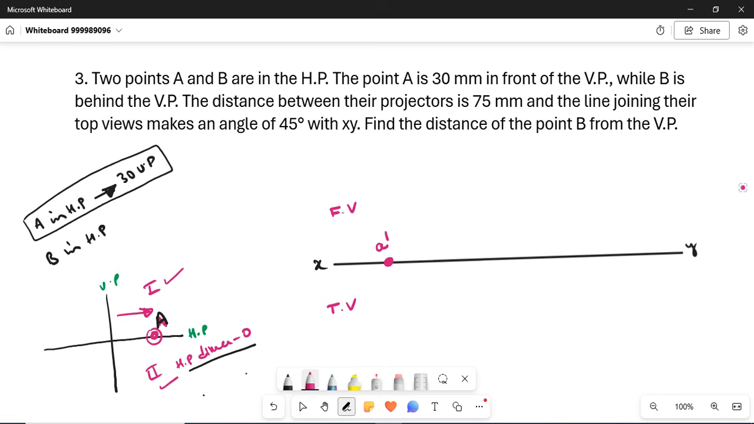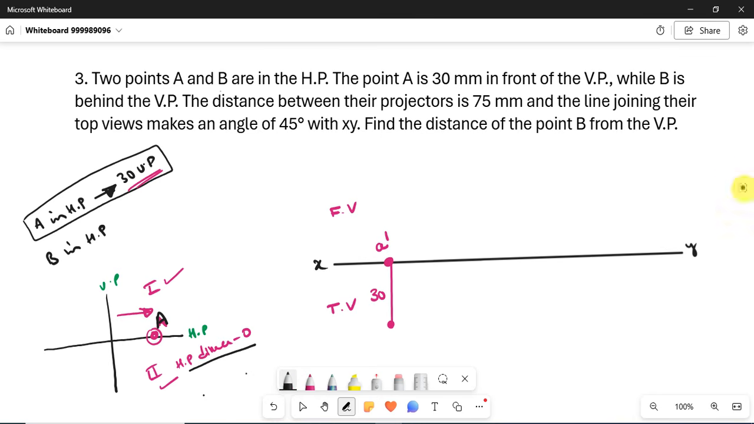Next, the top view will be below the XY line. Top view means we have to mark the VP distance. VP distance is 30. So hence you have to mark the top view below the XY line. What is the distance of this point here? It will be 30. So this 30 I am writing just as a value only, but we have to show it as per the dimension format. Now we have drawn the position of A with respect to the XY line. Similarly, now go to the next point.